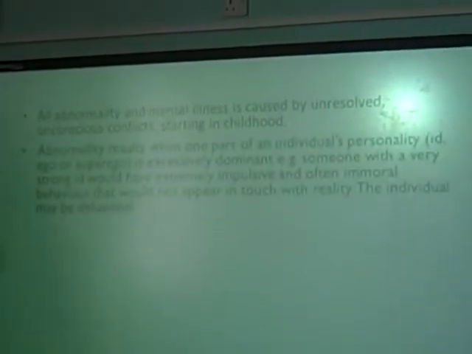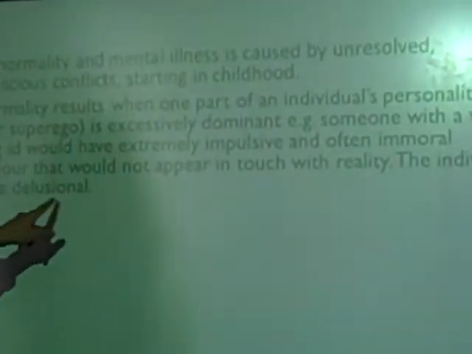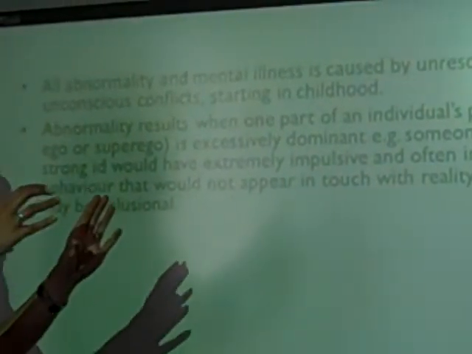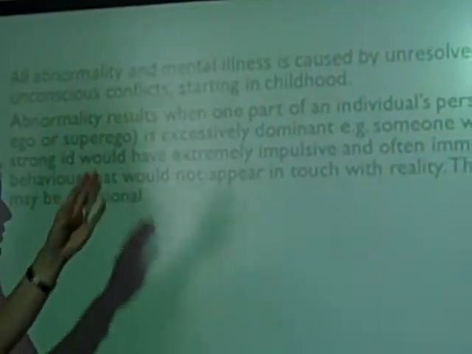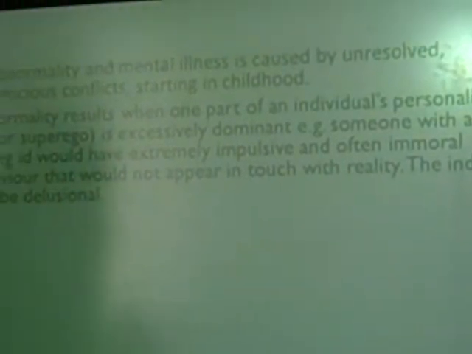If you have a look, this is one sentence with a tiny bit at the end. Rather than saying this is what the id is, this is what the superego is, this is what the ego is, you just simply say abnormality is when there is an imbalance in the personality structures. For example, if someone has an excessively dominant id, they might be immoral and would appear not in touch with reality. Done. You don't even have to say what they are.